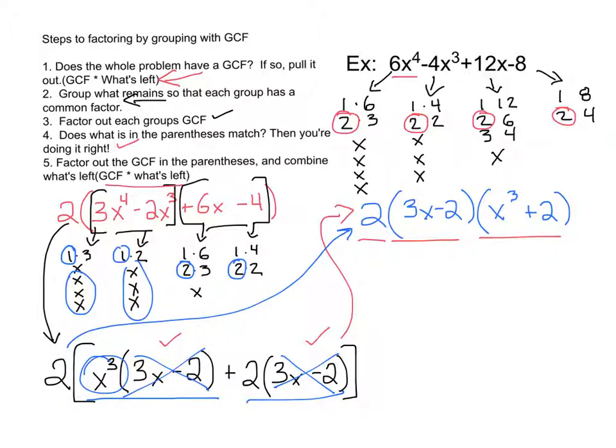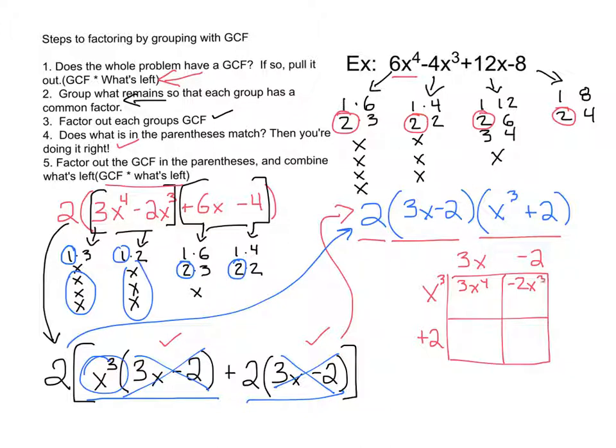To test this one, we'll go ahead and do the box method again. So 3x, negative 2, x cubed, positive 2, and we'll multiply out. So we get 3x to the fourth, negative 2x cubed, 6x, and negative 4. But now if we compare it to our original problem up here, we notice that it doesn't quite match. And that's because we haven't dealt with our 2 GCF.